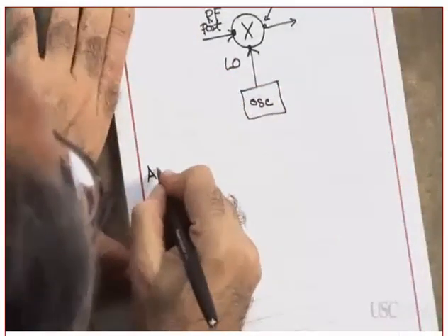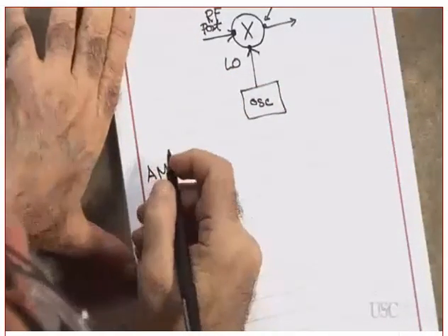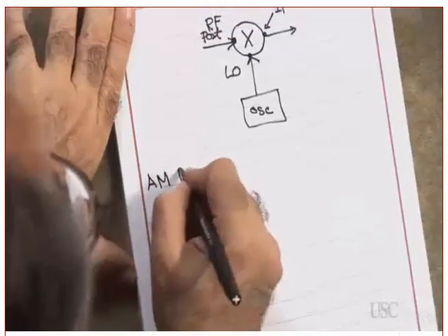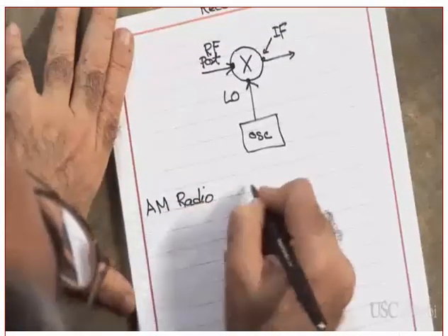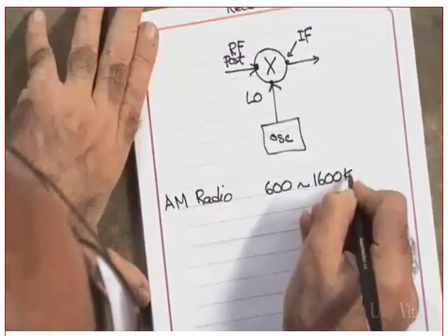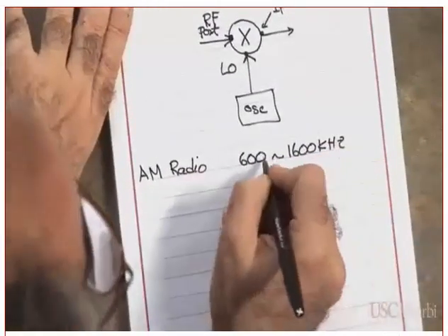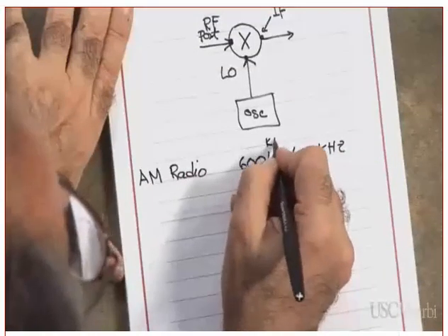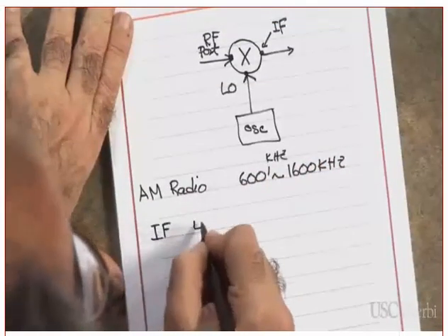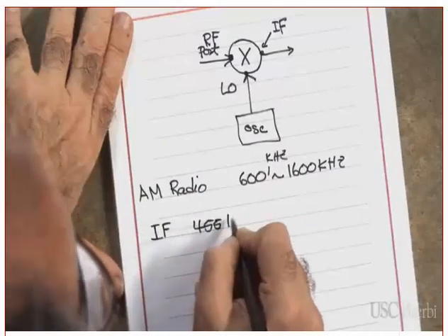Let's take an example. Let's assume AM. What is the range of AM? AM, amplitude modulation, AM radio. The range is roughly what? 600 to 1600 kilohertz, roughly. 600 kilohertz. What is the IF? 455 kilohertz.